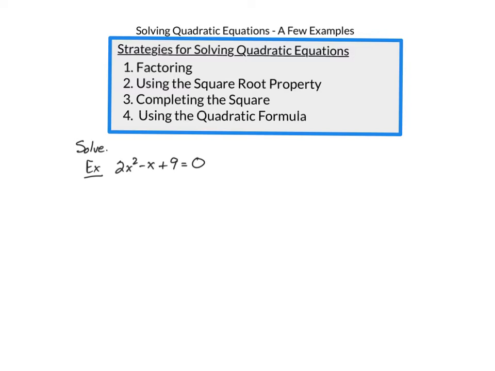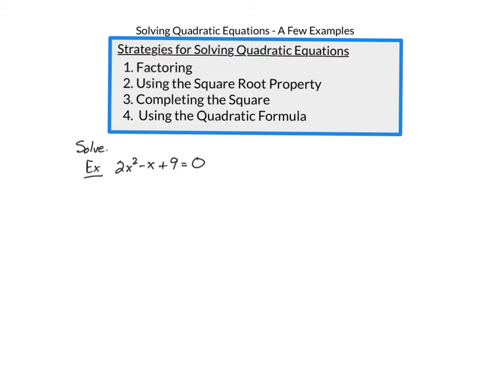Using the square root property, let's see. The square root property gets used when the b is equal to 0. It's a negative 1 here, so the square root property doesn't apply. Completing the square, no, that doesn't look too good because my leading coefficient isn't 1. And if I were to divide by 2, I'd be introducing fractions. So completing the square, though it would work, isn't the most efficient way to solve this equation.